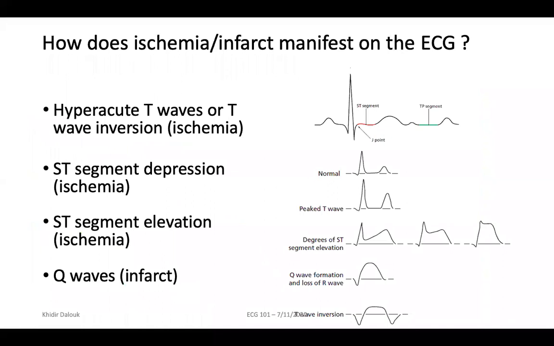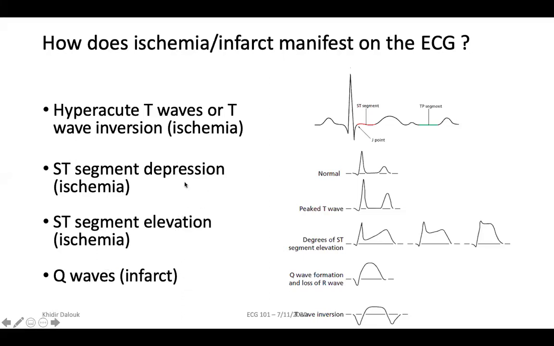The last thing is looking at the ST segments. And the first sign of ischemia is actually hyperacute T waves. The T waves become very tall. And by definition, it's taller than 7 millimeters to call a hyperacute T wave. Then there can be ST segment depression and ST segment elevations, as well as Q waves.